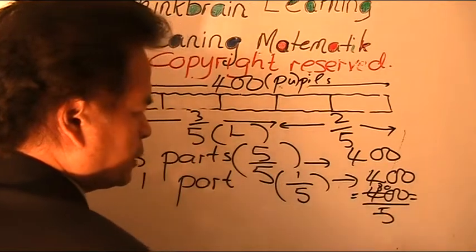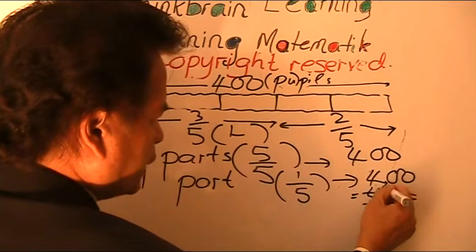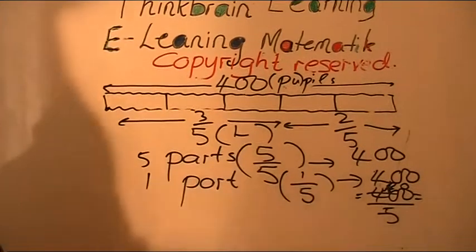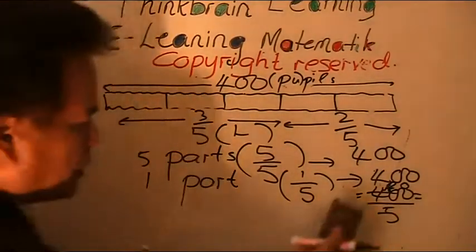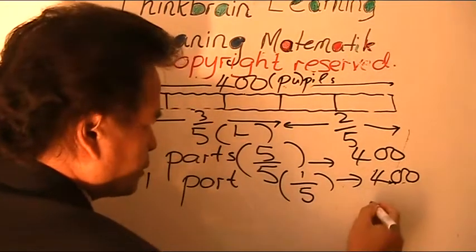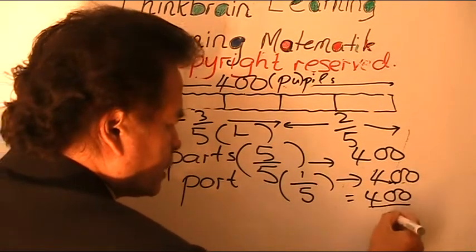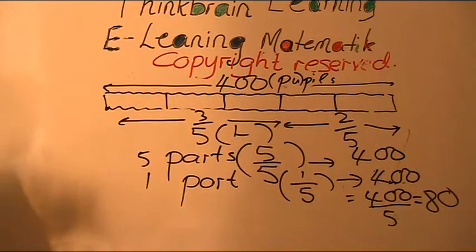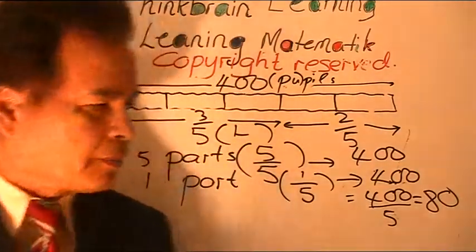Alright, so that will give you 40 divided by 5, 8, so here you have 40 divided by 5, 8, 80. So that will give you 80. Okay, 80 ringgit. But here it is 80 girls. So that will be 80 for 1 part. 400 divided by 5, you get 80 pupils. But altogether, how many parts that represent girls?